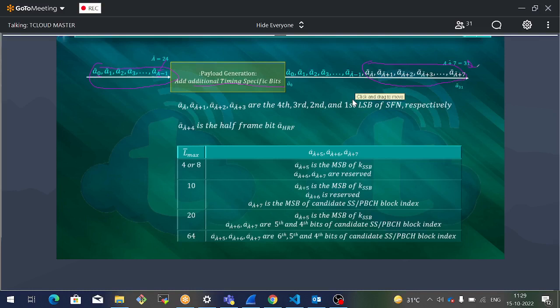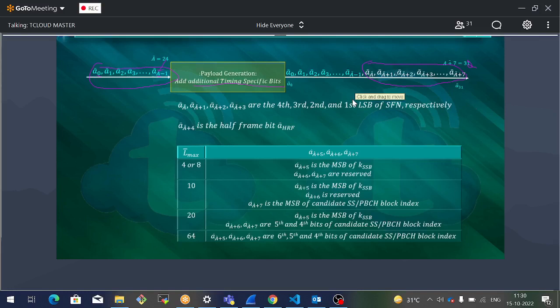Actually, this is wrong. 32 it is. 8 bits it will add, not 31. The sequence is up to A31, so A0 to A31 is 32 bits. It should be 8 there, not 7. Actually, A plus 8 should be 32. A is 24.